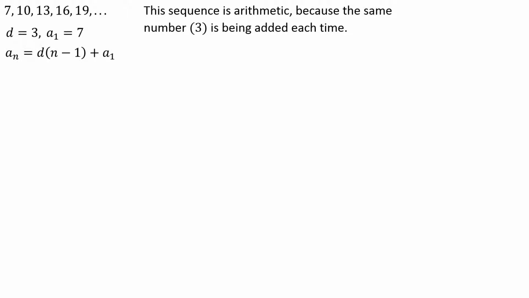Now, on the previous slide, we said this is the generic formula that we're going to use: a sub n equals d times the quantity n minus 1, plus a sub 1. Well, we know d is going to be 3 because we added 3 every time. We know a sub 1 is 7 because that's the first number in the list. And now, can we simplify? Well, distributive property, right? 3 times n is 3n. 3 times 1 is 3. Oops, there's a negative in between, so it needs to be 3n minus 3.